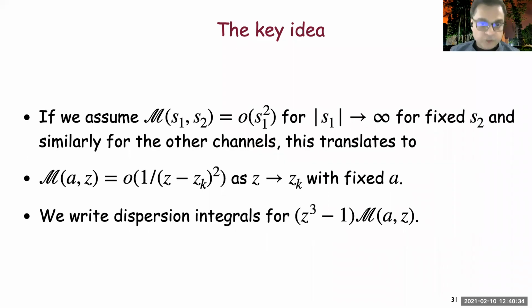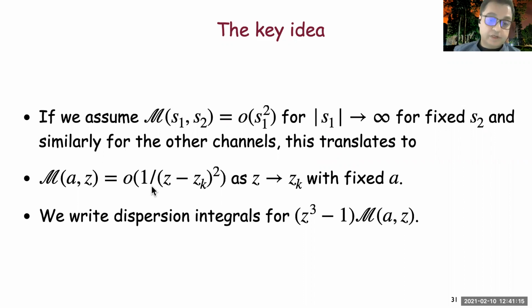When we write down a dispersion relation, we have to assume something about the amplitude. Conventionally, because people had proven the Froissart bound by the 1970s, and the Froissart bound together with the Phragmén-Lindelöf theorem tells you that the Mellin amplitude for fixed S2 should go like little o of S1 squared. So it shouldn't go as S1 squared, it should be below that. Similarly, you will have this kind of behavior for the other channels. As I said, this is the Regge behavior. So this translates into taking limits.